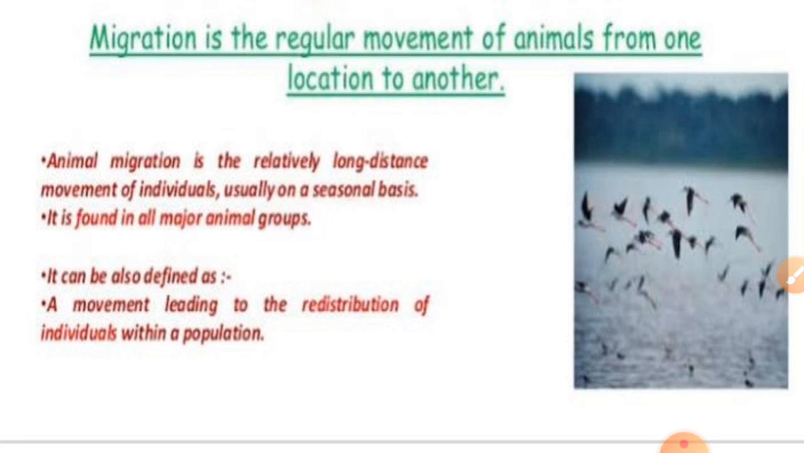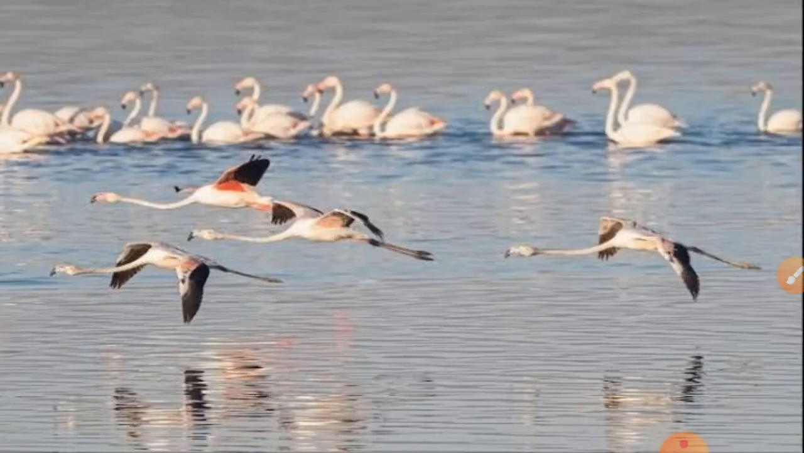Now here I will show you a migratory bird, the Siberian bird. Birds, in order to protect themselves from the cold weather of the winter in the polar region, often migrate from these areas to warmer places. They go to the warmer place and they return back after the winter. For example, the Siberian crane.